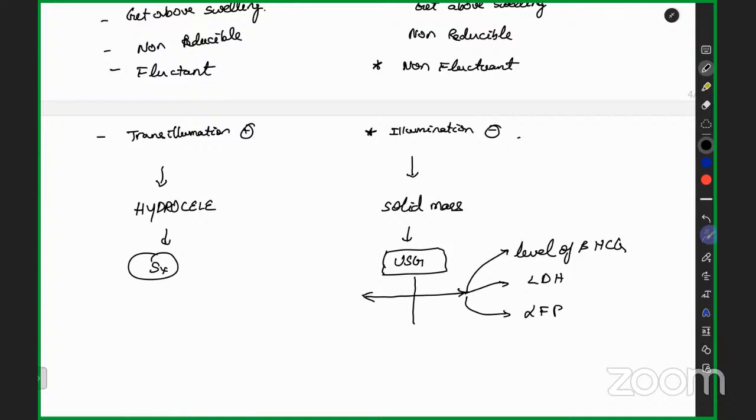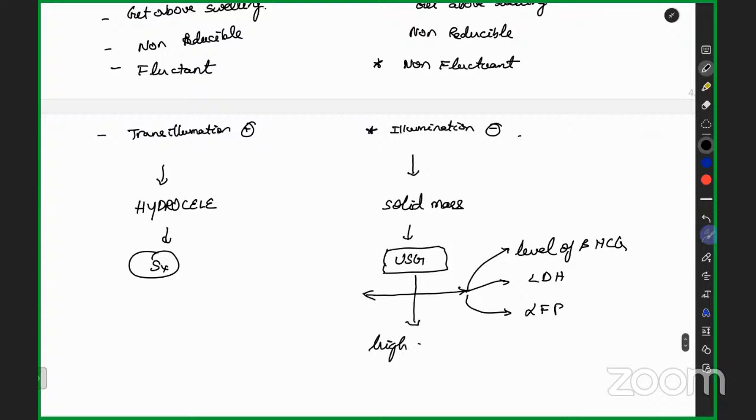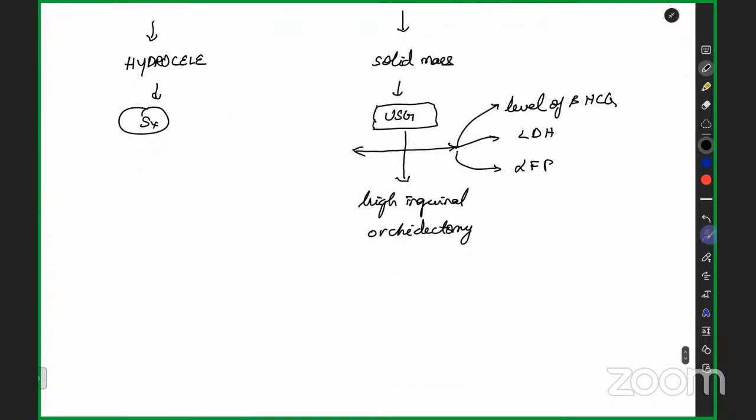Okay. So after doing that, if you are going to get a solid tumor, you are going to perform a high inguinal orchidectomy. So when I'm going to perform high inguinal orchidectomy, what is the procedure called? Chevassu's procedure. I'll explain it, don't worry. So now you're going to send for biopsy. I'm going to see whether my case is going to be a seminoma or a non-seminomatous germ cell tumor.